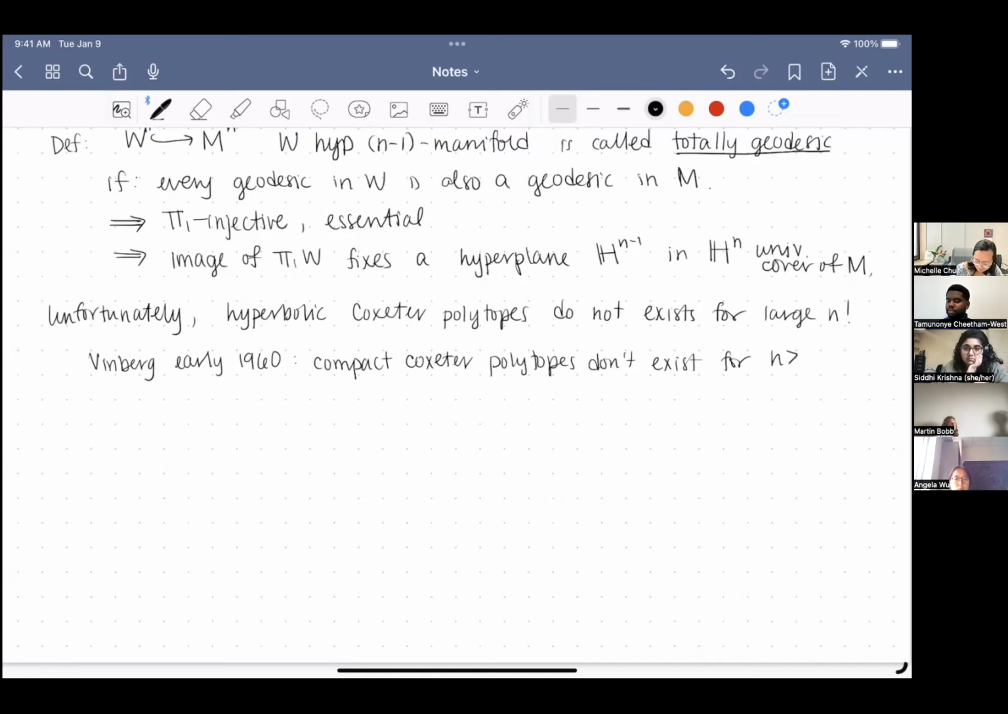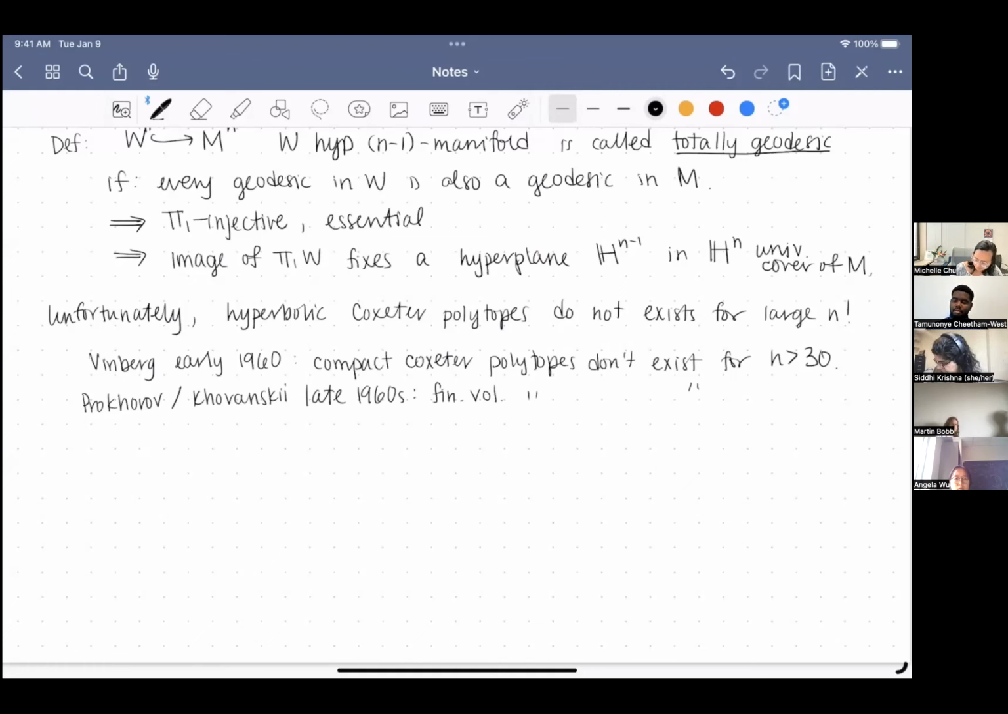For n, I think at least something around 30. And then not long after that, this was extended to finite volume ones, by Prokhorov, and independently Khovansky. And this is in the late 1960s. So the same is true for just finite volume.